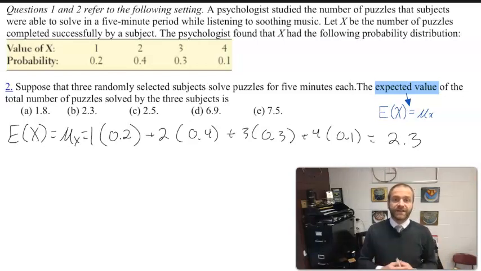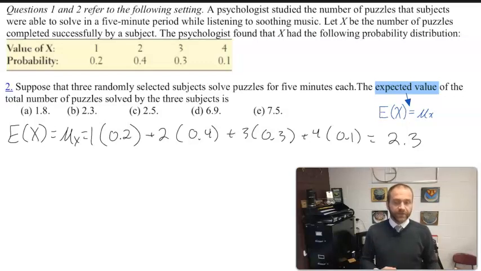So I'm being asked to find the expected value, so I'm going to go ahead and say the answer is not 2.3, because I stopped reading. Just because the problem says find the expected value doesn't mean that's what you're going to do. Because if I kept reading that sentence, it would say find the expected value for the total number of puzzles completed by the 3 subjects.